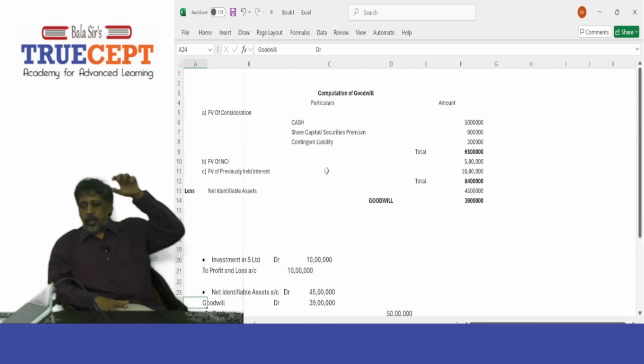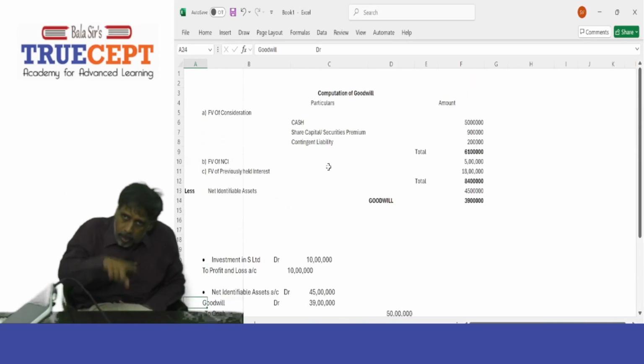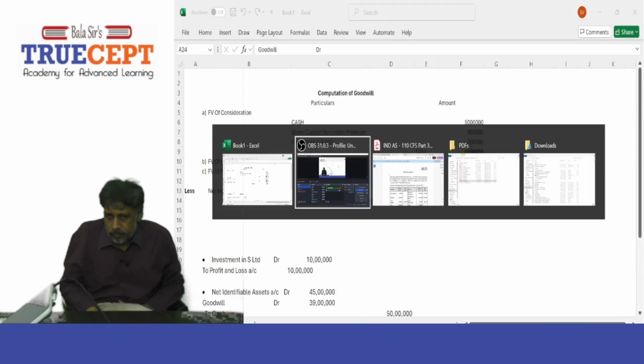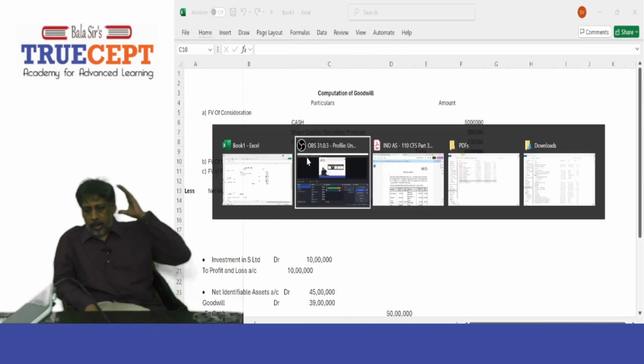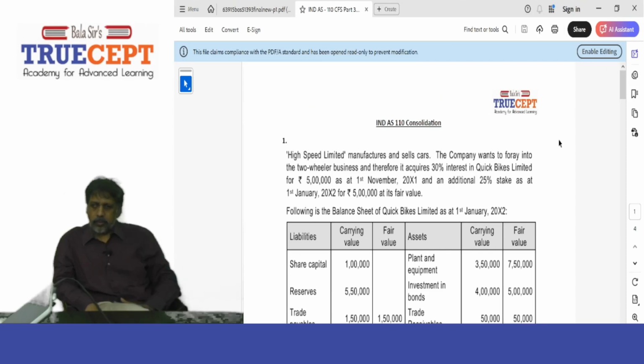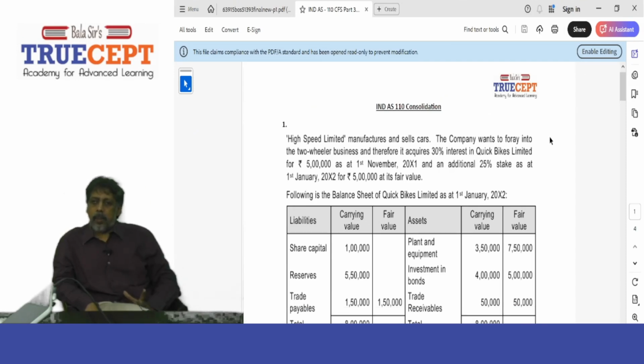So that is all with this example. Let us take up one more example on step acquisition. One more example, that is an RTP, revision test paper question. It is May 2023 RTP question. Here we go.